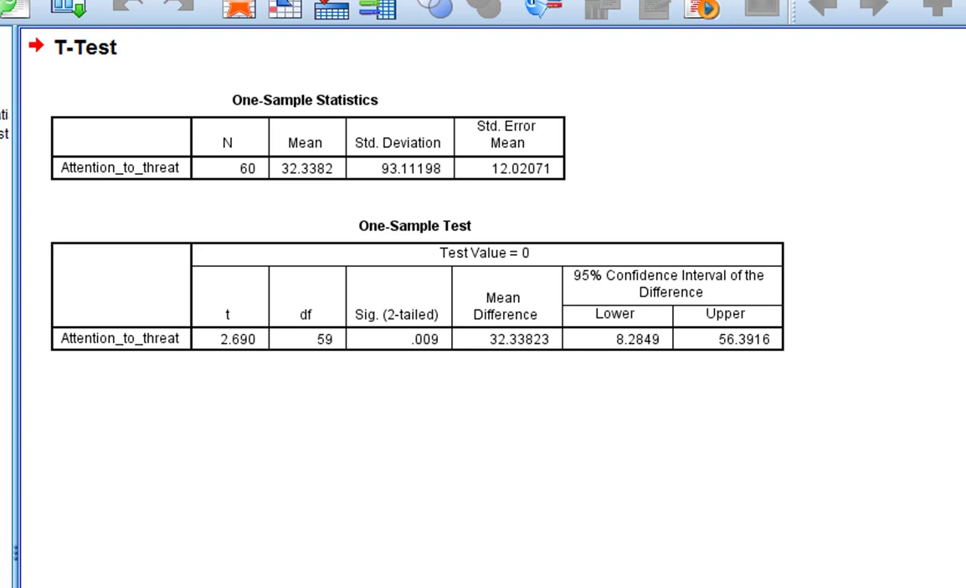The other method that you can use instead is to divide the t statistic by the square root of the sample size. So the calculation for this is 2.69 divided by 7.75. And this will give you, as well, a Cohen's d of 0.35. So again, both those methods allow you to compute a Cohen's d for this effect.